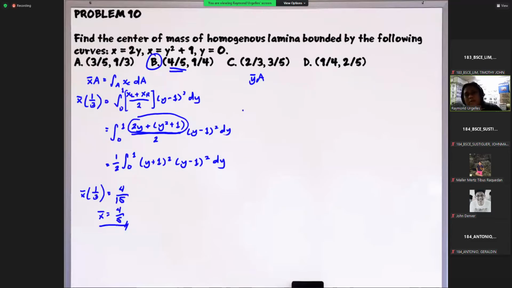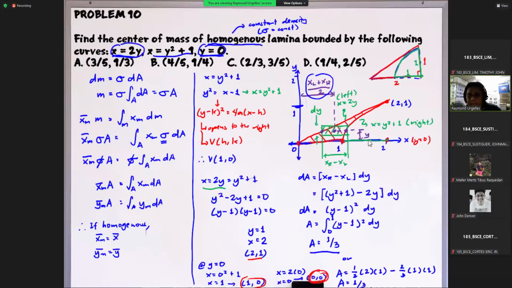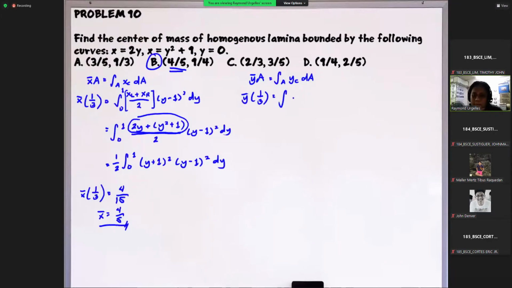So y bar times the area is equal to the integral over the area of y sub c dA. So what comes out here is y bar times 1/3. What is our y sub c? Our y sub c is simply y. And our dA is just this, that's (y − 1) quantity squared dy. Then our limits of integration are 0 to 1.